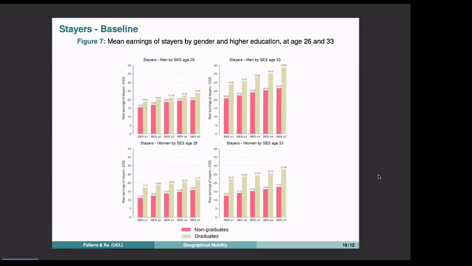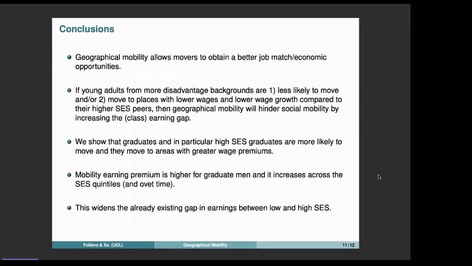We see here that there is a clear difference between the first two quantiles of the distribution of SES in terms of earnings and the top three quantiles. And so positive premiums that are higher for wealthier young adults might exacerbate the earning gap. So I'm just going to conclude here to say that geographical mobility allows movers to obtain better job match and economic opportunities.